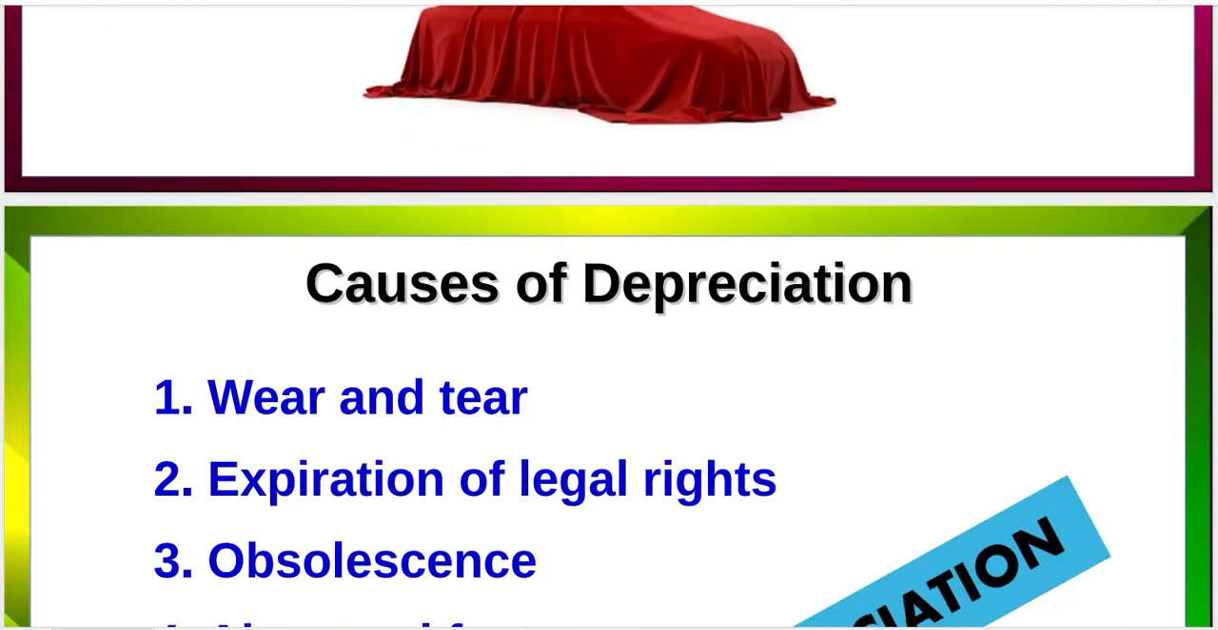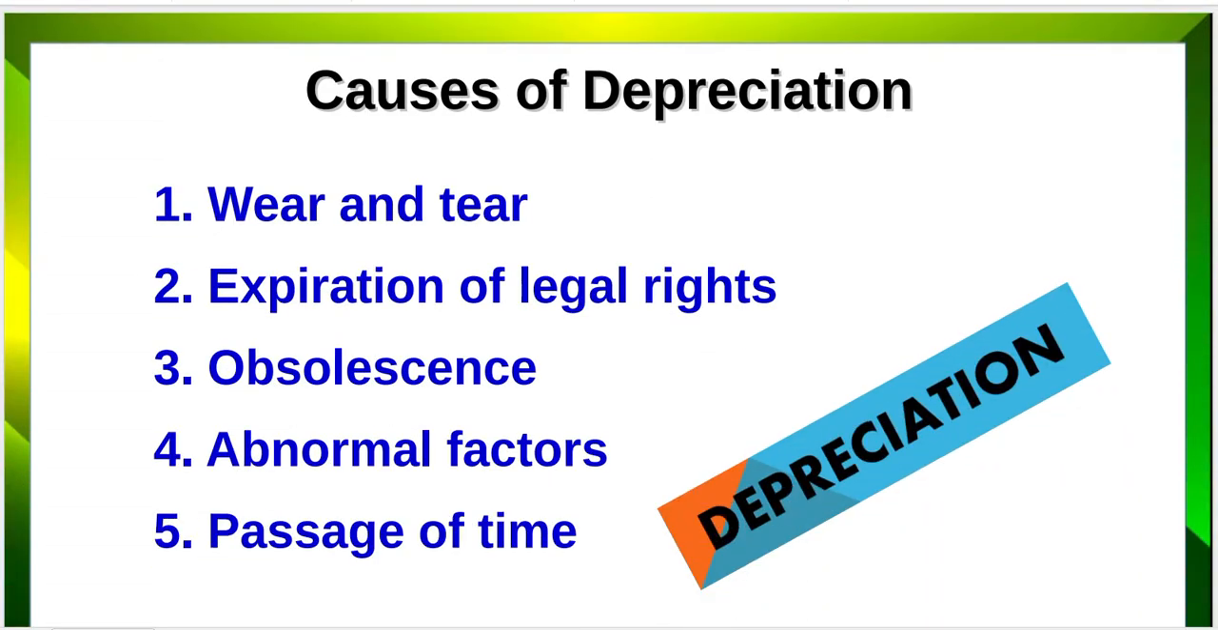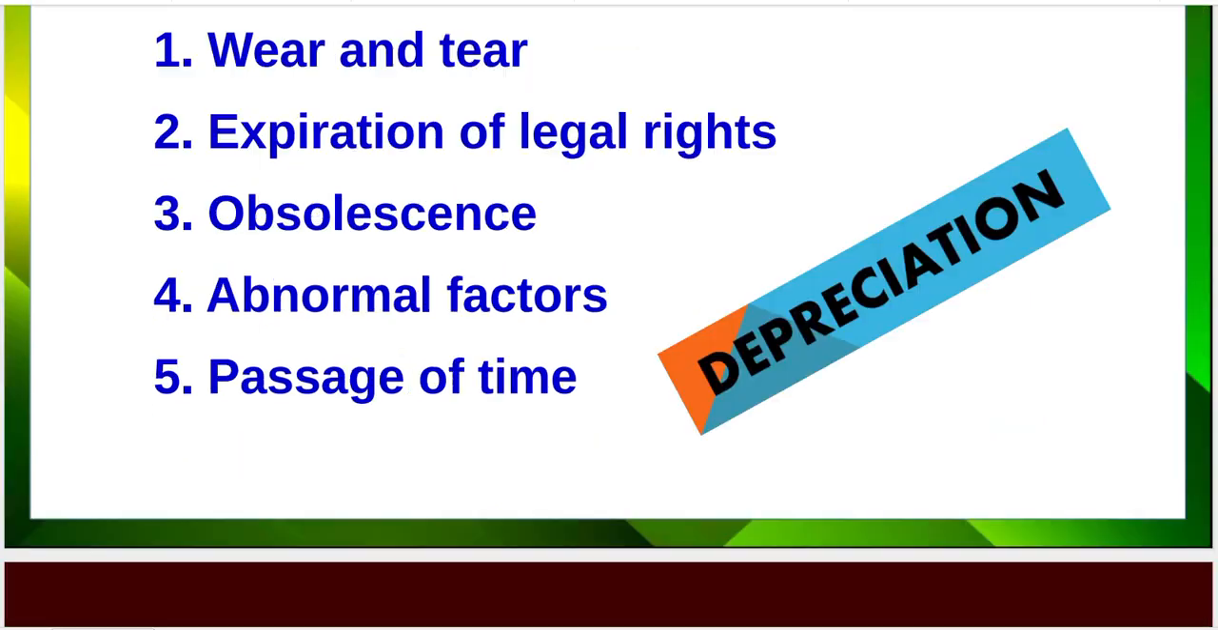Now let us summarize the causes of depreciation. Wear and tear, which we keep using continuously. Then expiration of legal rights, where gradually their time period starts ending. And obsolescence, when assets become outdated. Abnormal factors, natural calamities are abnormal factors. Theft, or a fire breaking out, these are also abnormal factors. And the passage of time, sometimes after a specific time passes, things start getting spoiled. That is the afflux of time.